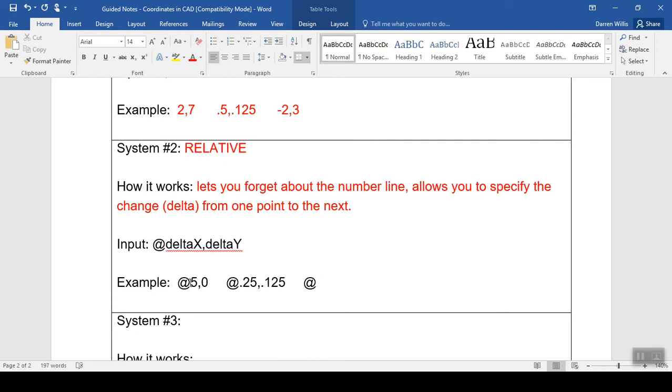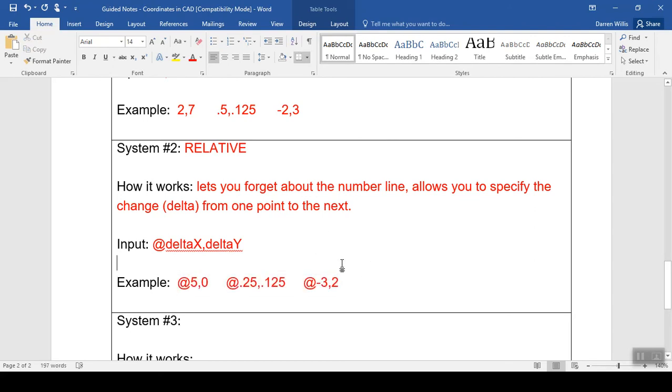And then how about this? At -3, 2. Do negative numbers work in relative? Well, yes, of course they do. We've seen how they work. Negative numbers let you travel to the left or travel down, depending on which axis you're specifying.